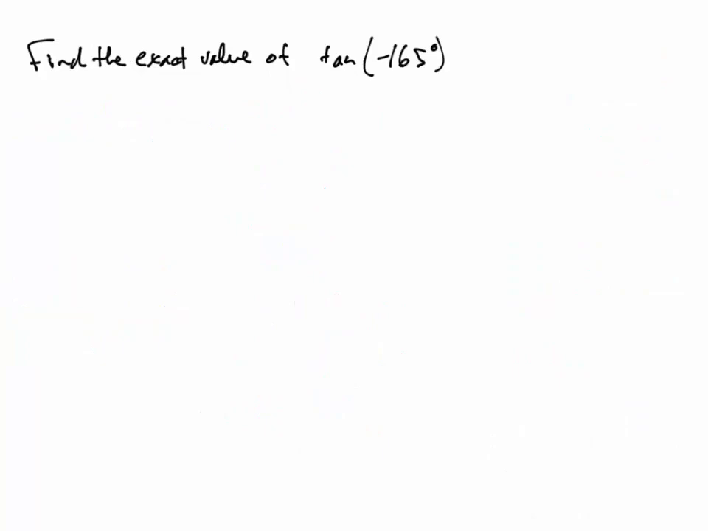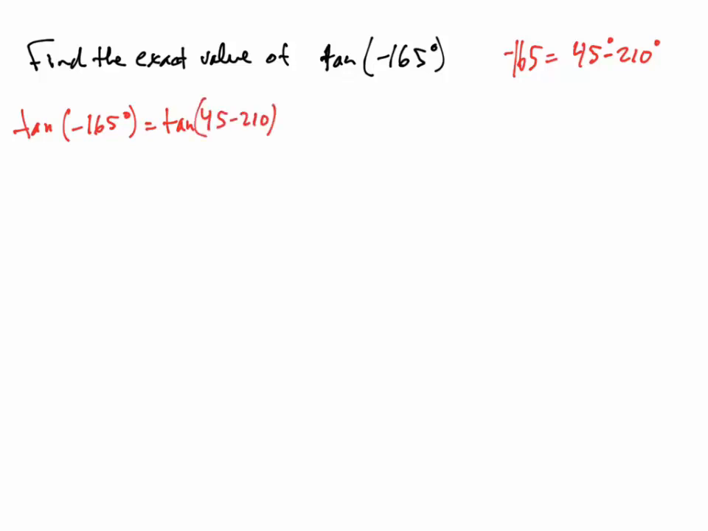I want to do one more example just because these tangent sum or difference questions are a little bit more challenging. So tangent of negative 165. So negative 165, I'm going to write that as, let's see, we can use 45 minus 210 degrees. So we'll say tangent of negative 165 is equal to tangent of 45 minus 210.